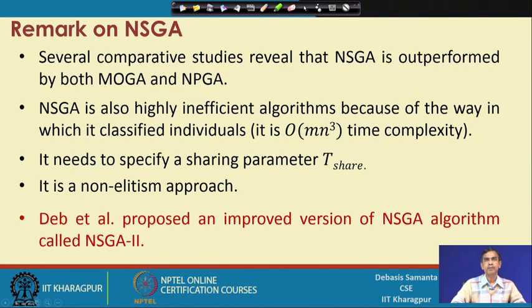Now, I just want to conclude before stopping this discussion. It has been observed that if we compare the NSGA technique with MOGA and NPGA, in most cases NSGA gives better results than MOGA and NPGA. However, the main drawback of NSGA is that it is computationally expensive compared to MOGA and NPGA. The computational time required is of order mn cube if we consider the entire procedure.